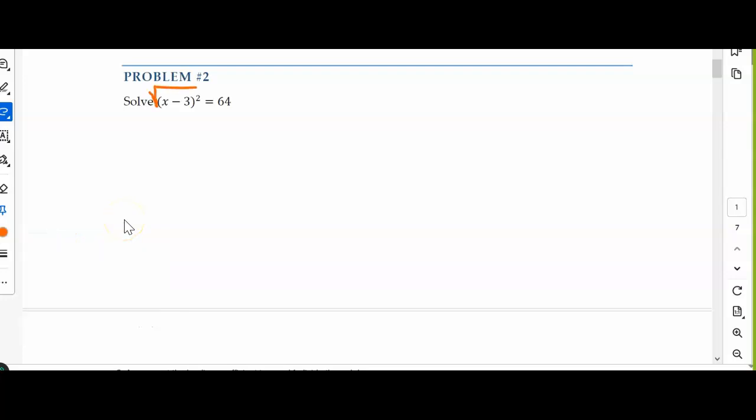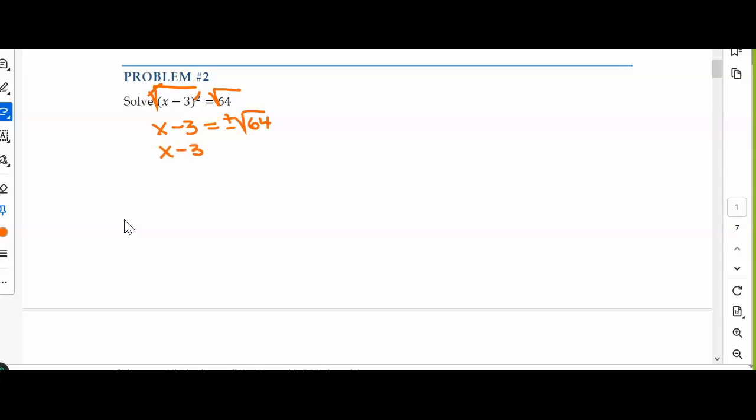So I'm going to take the square root here and the square root here. Now that square root and that square undo each other, just leaving x minus 3. And then here, remember, I'm going to write it down here and make sure it's really clear. I need to remember it's plus or minus the square root of 64. Right? And the square root of 64 is 8.